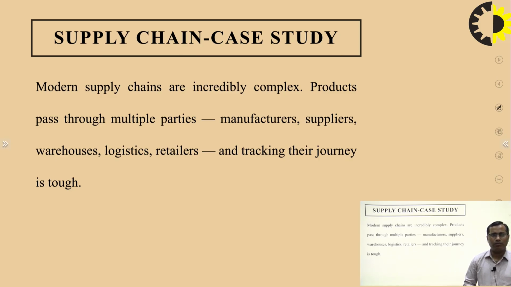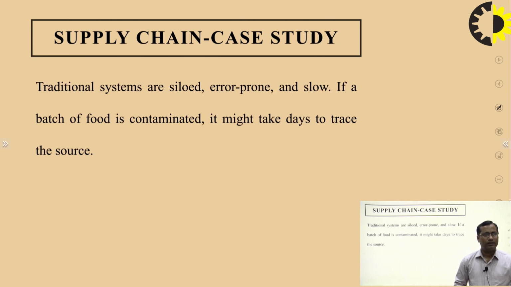As we can see, modern supply chains are very complex. A number of stakeholders are involved, from the manufacturer end to the customer end. The product passes through multiple parties, from manufacturer to suppliers to warehouses, then logistics, then retailers. To track its journey in this complex system is very tough. That means traditional systems are error-prone and slow.